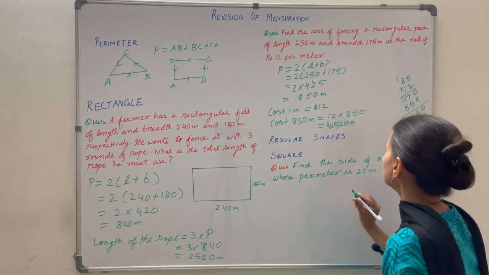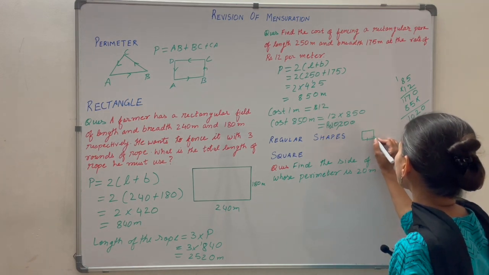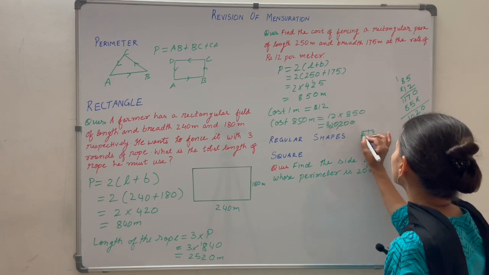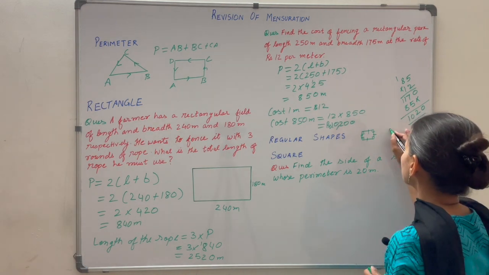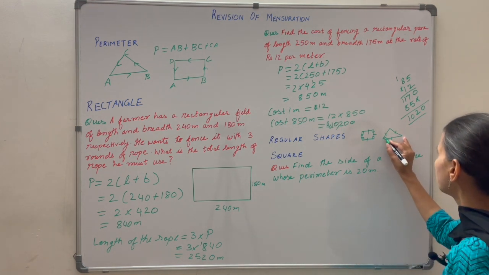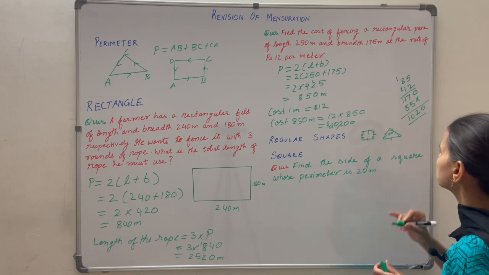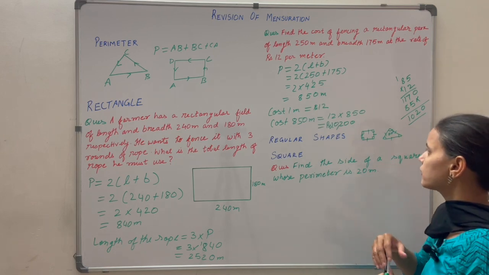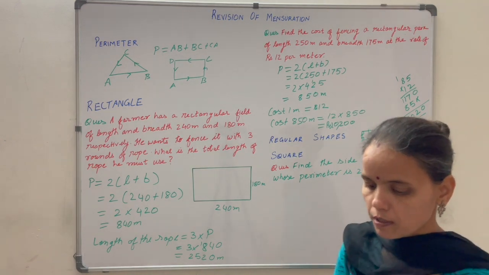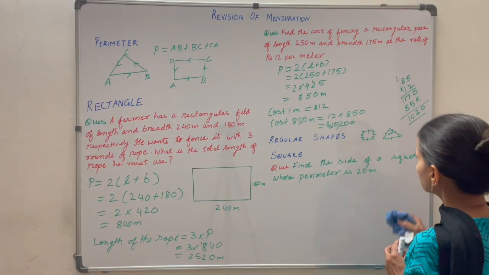Regular shapes. Figures which have got all the sides equal and all the angles equal. For example, let us take a square. A square has got all the four sides equal and each angle is equal to 90 degrees. Equilateral triangle. It has got all the three sides equal and each angle equal to 60 degrees. So each angle is equal. So such figures are called regular shapes. So in regular shapes, you have got all the sides equal and all the angles equal.